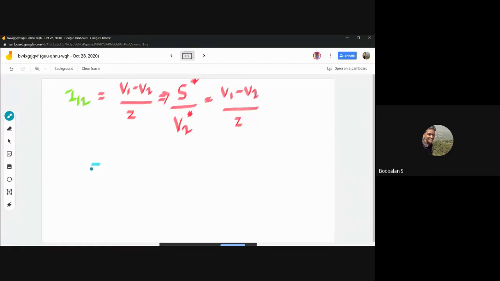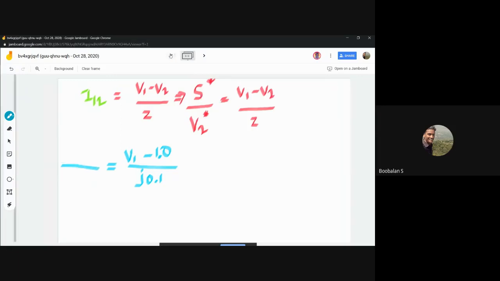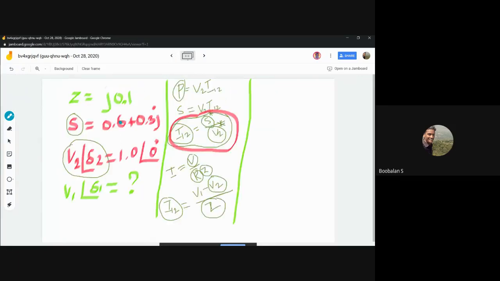V1 we don't know, right? So V2 absolute value 1.0 divided by Z absolute value. What is the Z value? j0.1, we already know the values. Z is j 0.1. What is the value for S complex conjugate? What is the value for V2 complex conjugate? We need to calculate these. We have the S value, which is 0.6 plus 0.3j.